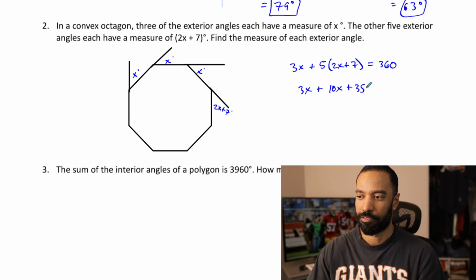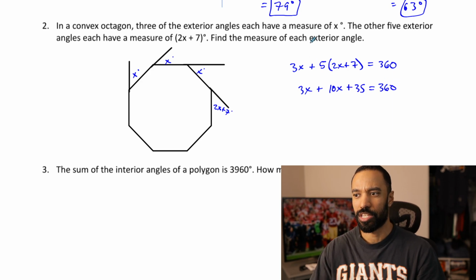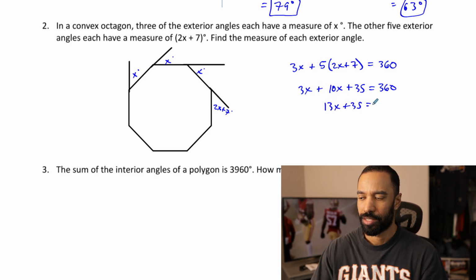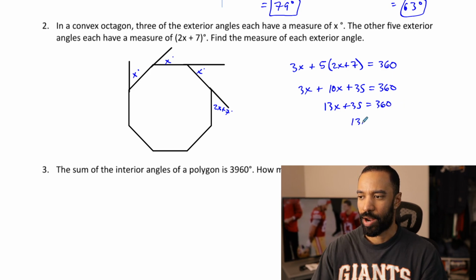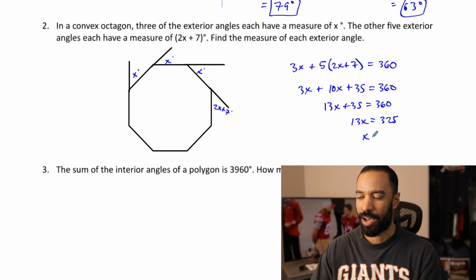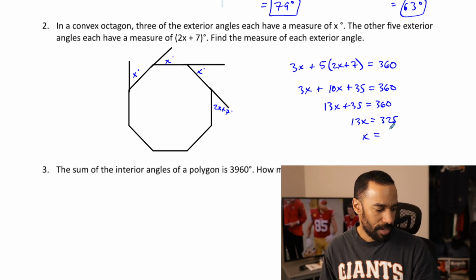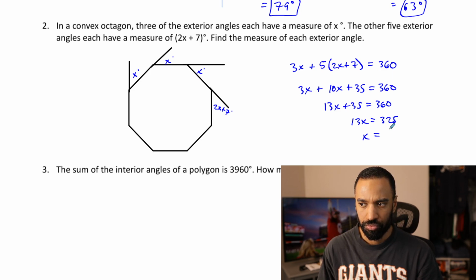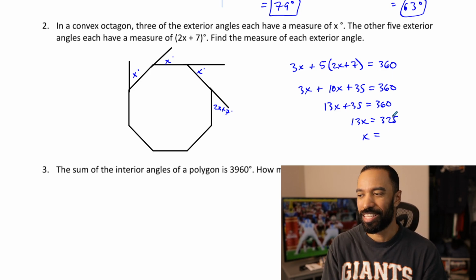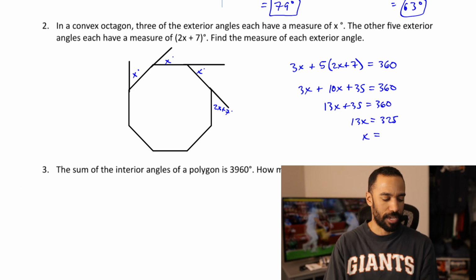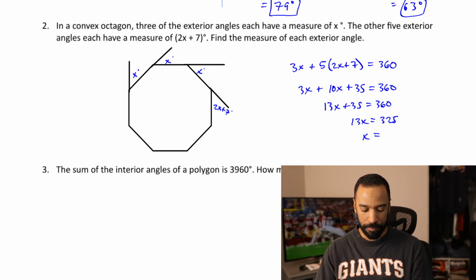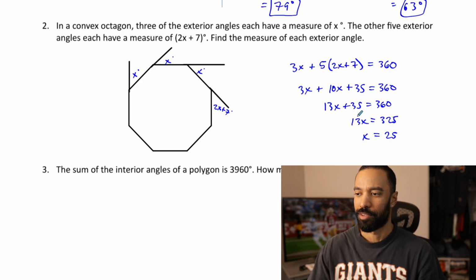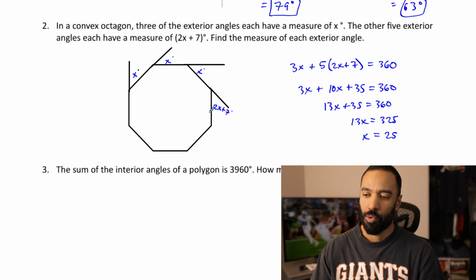So 10x plus 35. So now I'm just going to solve for x here. It says find the measure of each exterior angle, though, so we have to work off that. So 13x, let's subtract and divide. 130 and then 90. I don't know if that divides evenly. I think 2. Oh, wait, no, hold on. Here, I'll use a calculator. Give me 1 second. I don't want to mess this one up. Okay, 25.